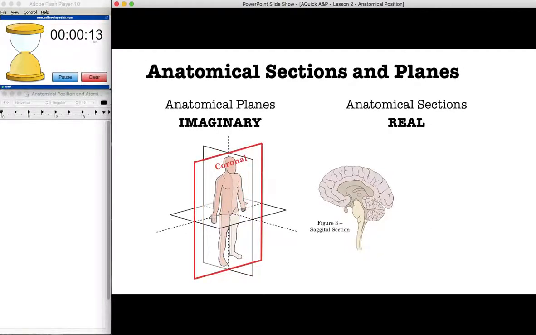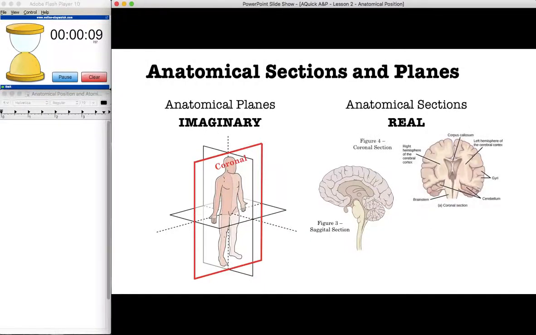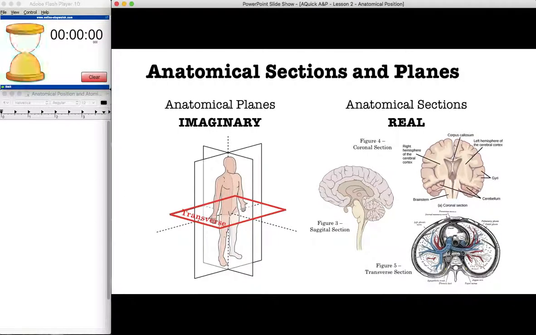Then you have the coronal plane, which divides the body into anterior and posterior. Here's a coronal section dividing the brain into anterior and posterior portions. And finally, you have the transverse plane, which divides the body into superior and inferior. And there is our transverse section there. And there you go. That's our lesson.